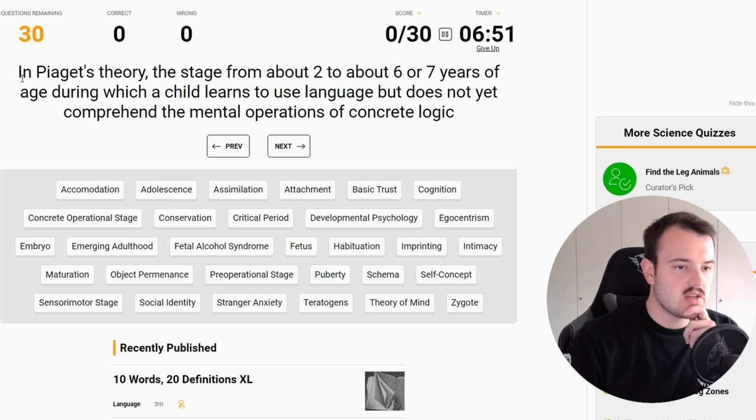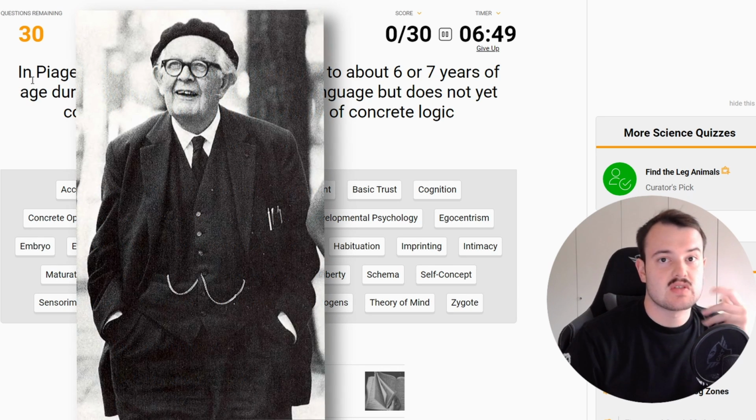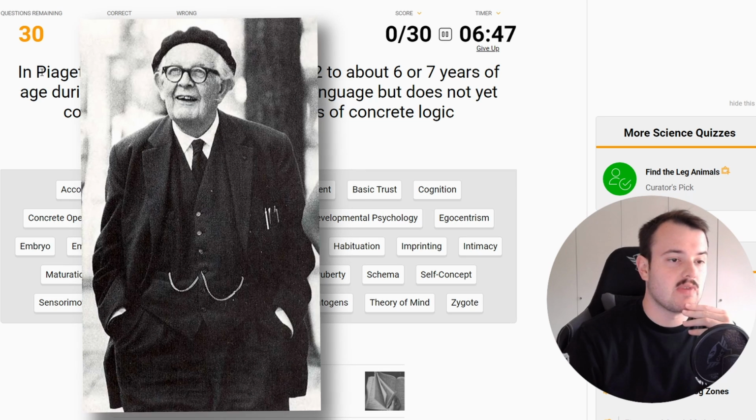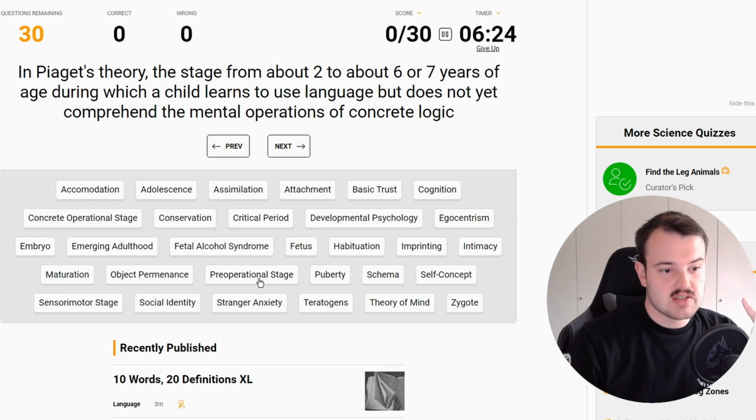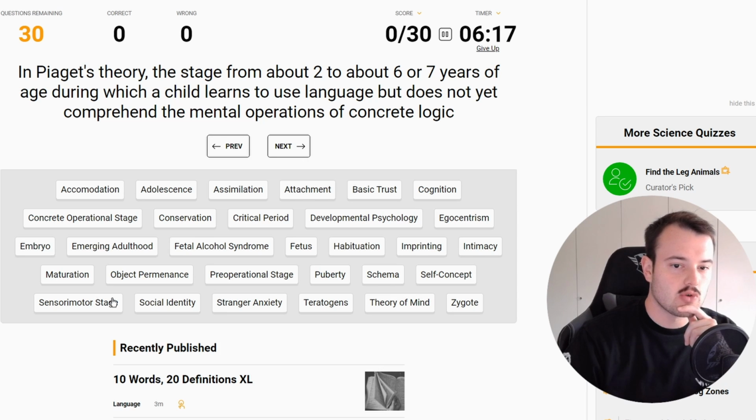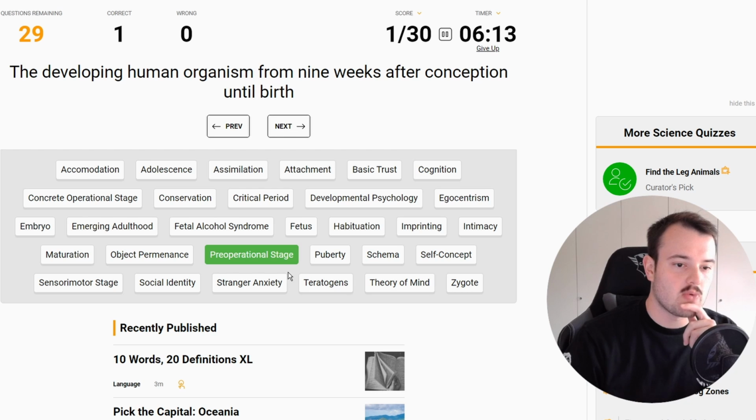In Piaget's theory, famous for his stages theory about stages of development, in which a child learns to use language but does not yet comprehend the mental operations of concrete logic. So that's not going to be the concrete operational stage because they can't do that yet. What other stages do we have? The pre-operational stage, that makes a whole lot of sense. Or is it still the sensory motor stage? I don't think that's correct. I think sensory motor is probably going to be even before this. And I think we are going to be looking for pre-operational stage.